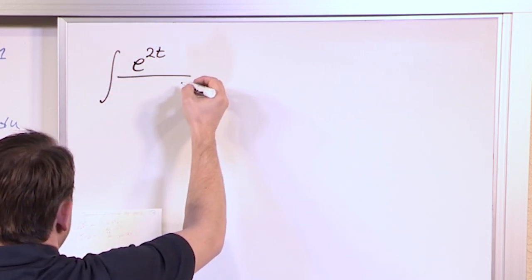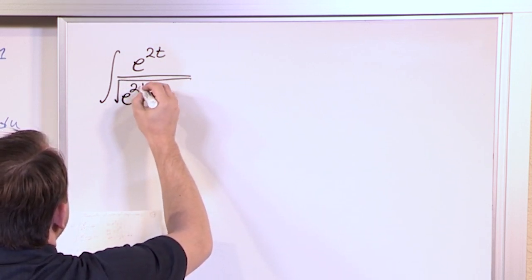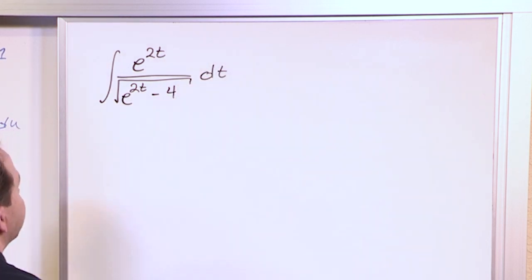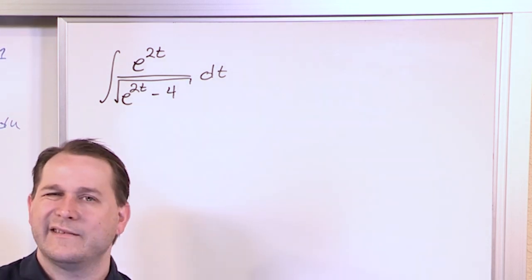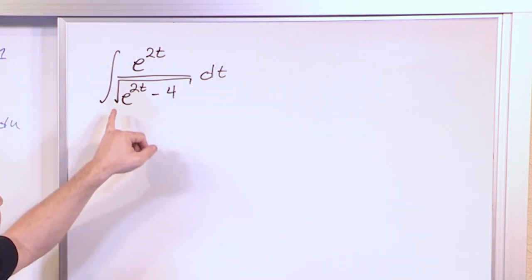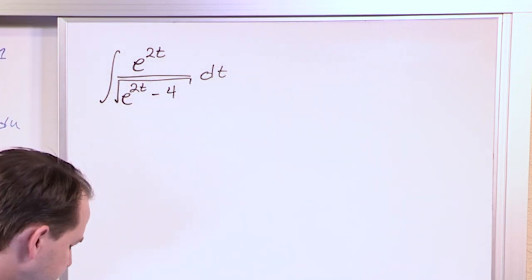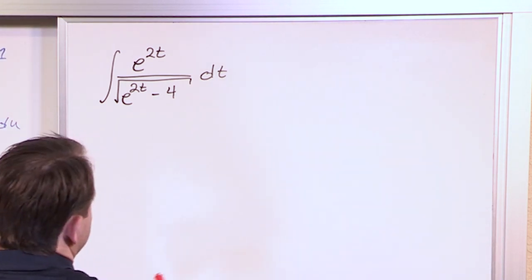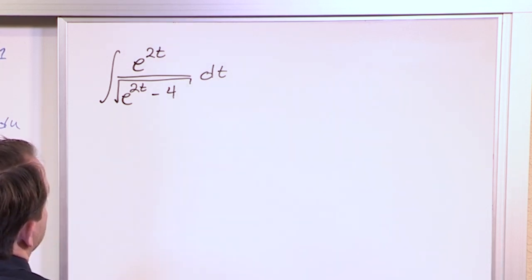So now we have the integral of e to the 2t over, on the bottom, a big square root, square root of e to the 2t minus 4, dt. Here we have the same problem. Not only do we have exponentials, but it's not e to the t, it's e to the 2t. Now that's ugly by itself, and then we also have the bottom wrapped up in a giant radical, so that makes it even uglier. What we want to do is figure out a substitution that's going to simplify this.